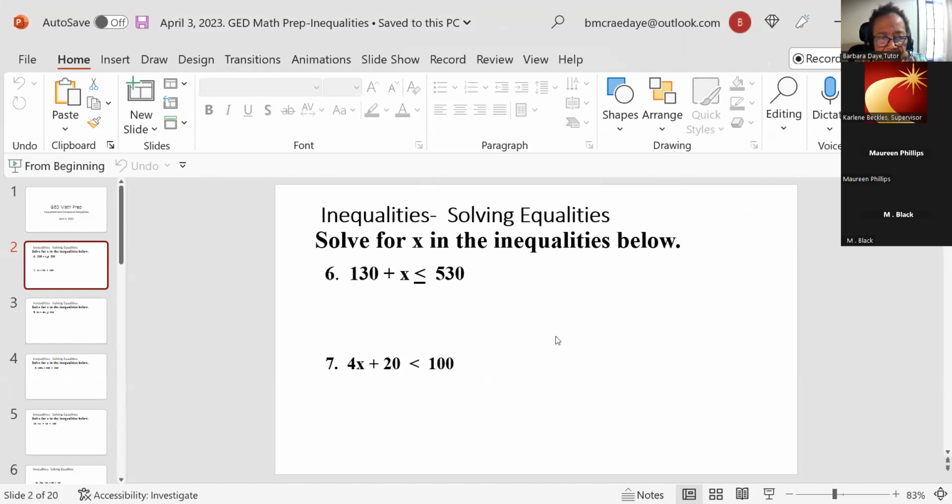You see number 6? 130 plus x less than or equal to 530, and then 4x plus 20 less than 100. So solve for x. Tell me what you get. That's number 6, you say? Yeah, 130 plus x less than or equal to 530. You see it on your screen? Yes, ma'am. Okay, solve for the x in each of those inequalities. These are actually mental math, right?